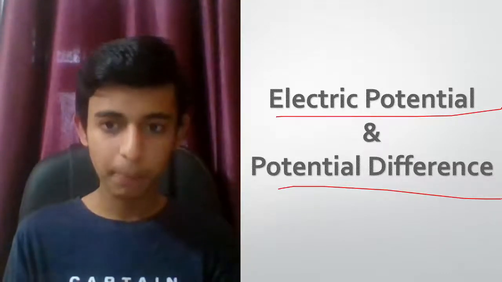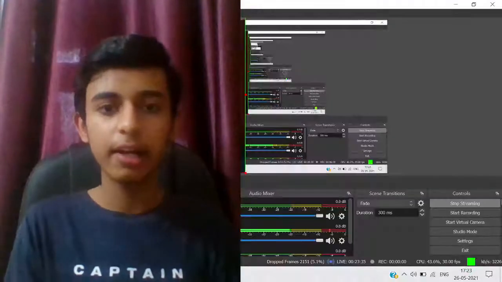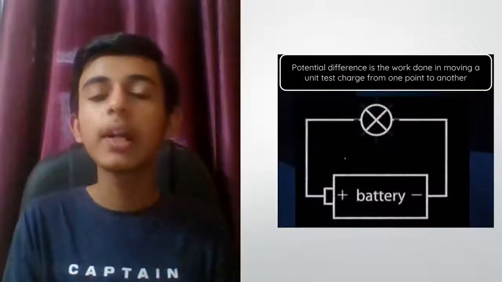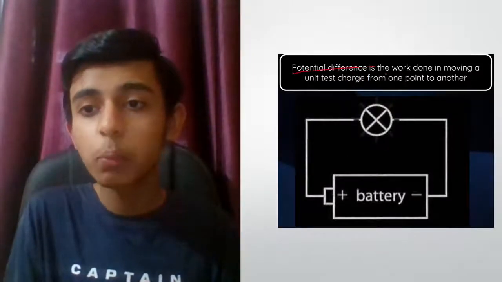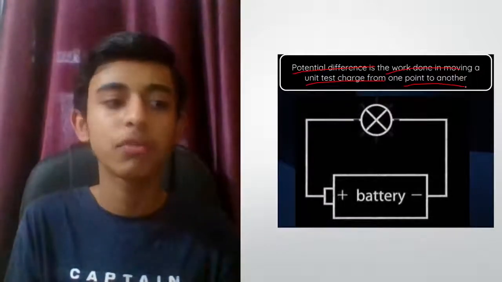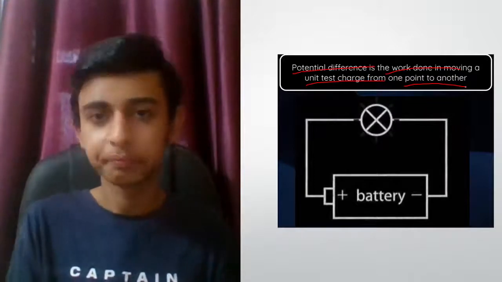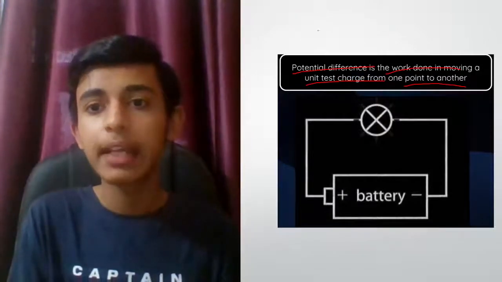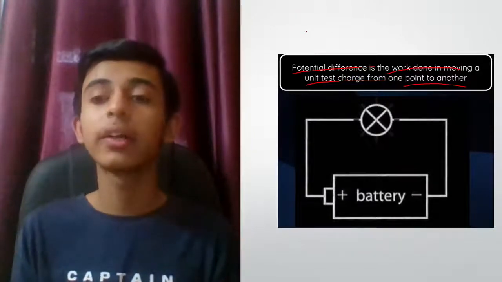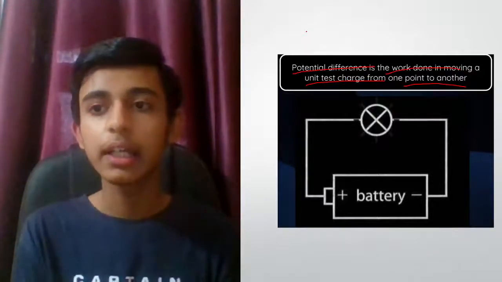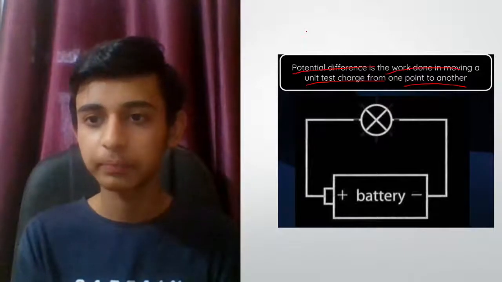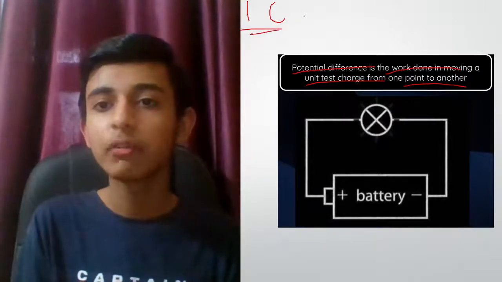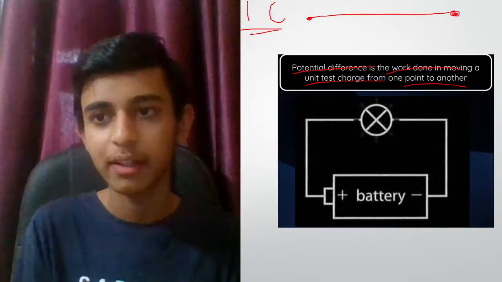Okay, now we are starting with the next topic, that is electric potential and potential difference. Okay, now what is the potential difference? Potential difference is the work done in moving a unit test charge from one point to another. What do you understand by this? Actually, potential difference is the work done. Basically, in class 9th, you have read work and energy. So it is the work done to move a unit test charge, let's say 1 coulomb of charge, from one point to the other.